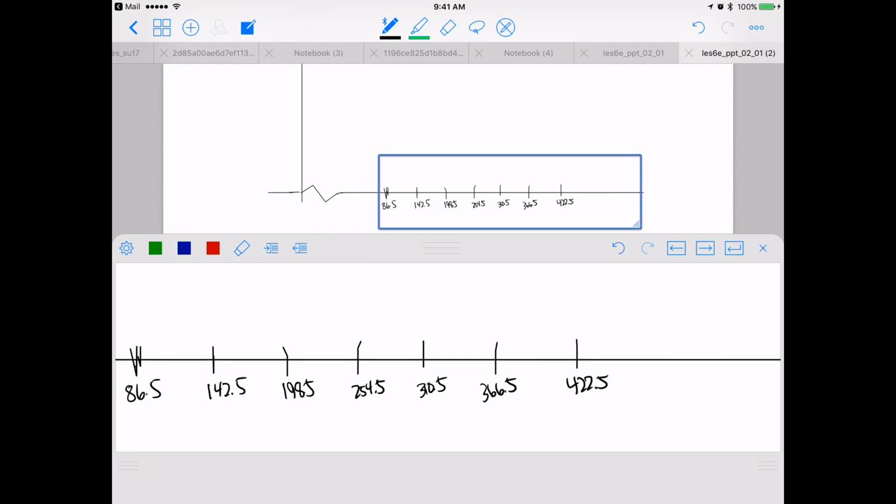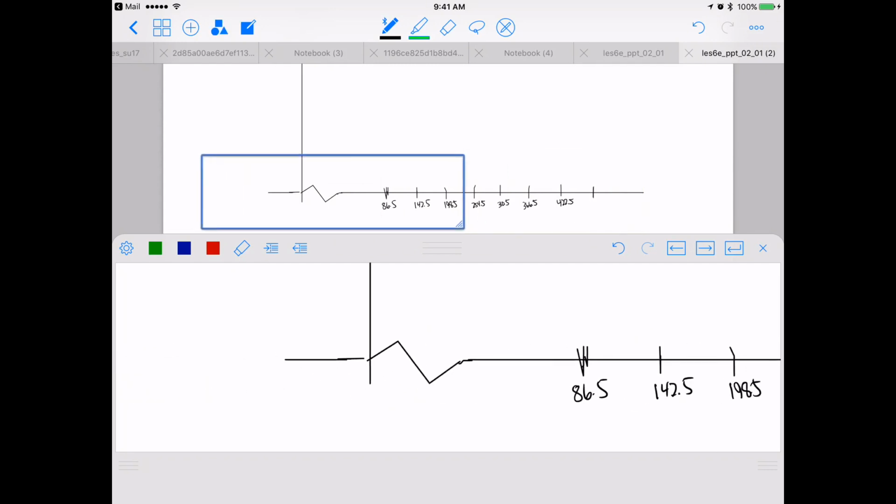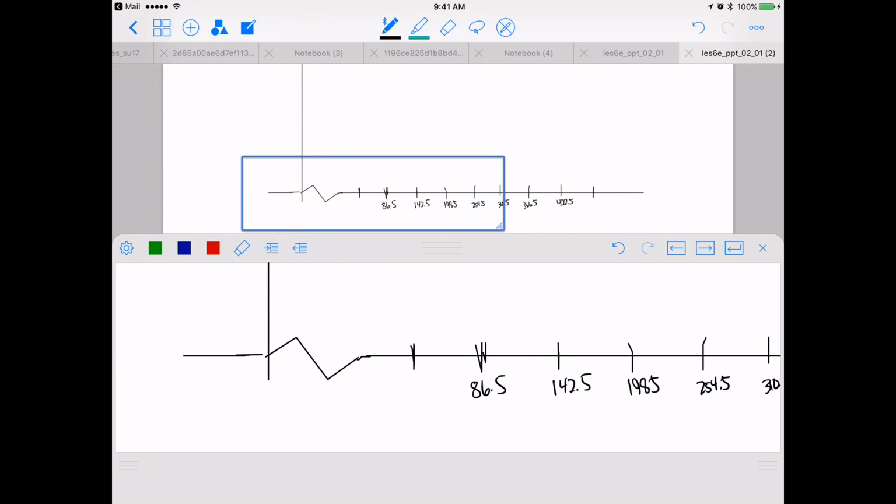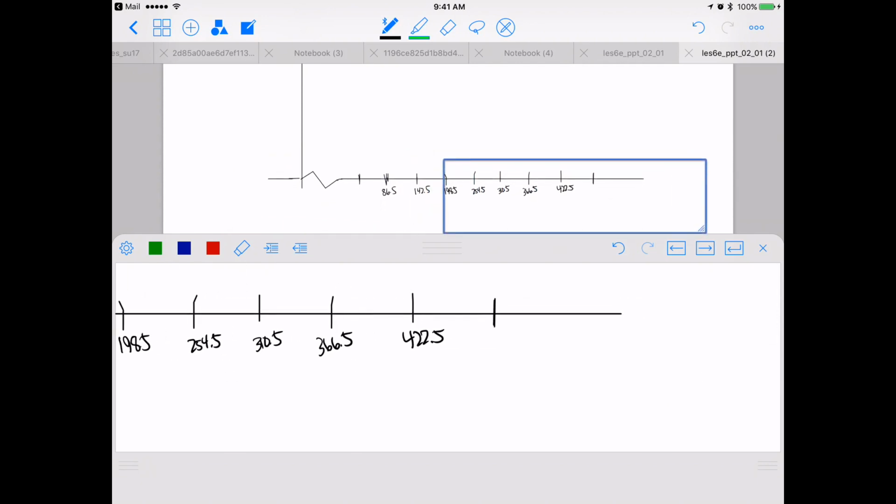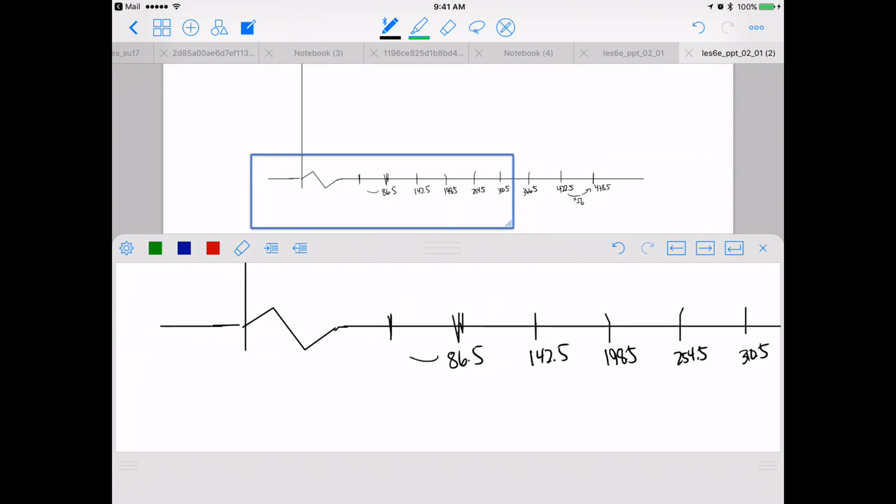Now I'm going to add one more to the left and the right endpoints. To get this last value here, what I'm going to do is add 56. So I'm going to add 56 to get this last endpoint. And what is 422.5 plus 56? So that should be 478.5. Okay. And now if I subtract 56, what is 86.5 minus 56? So that should be 30.5.